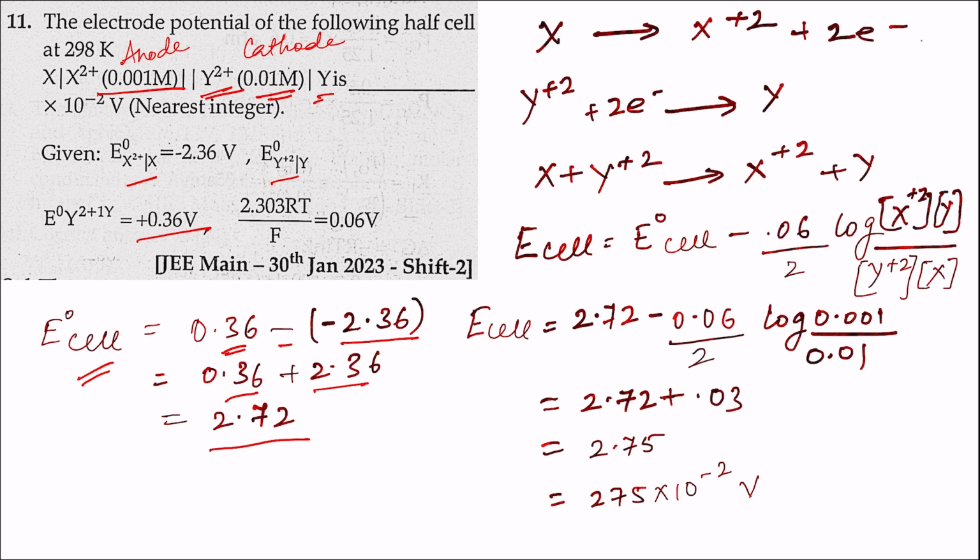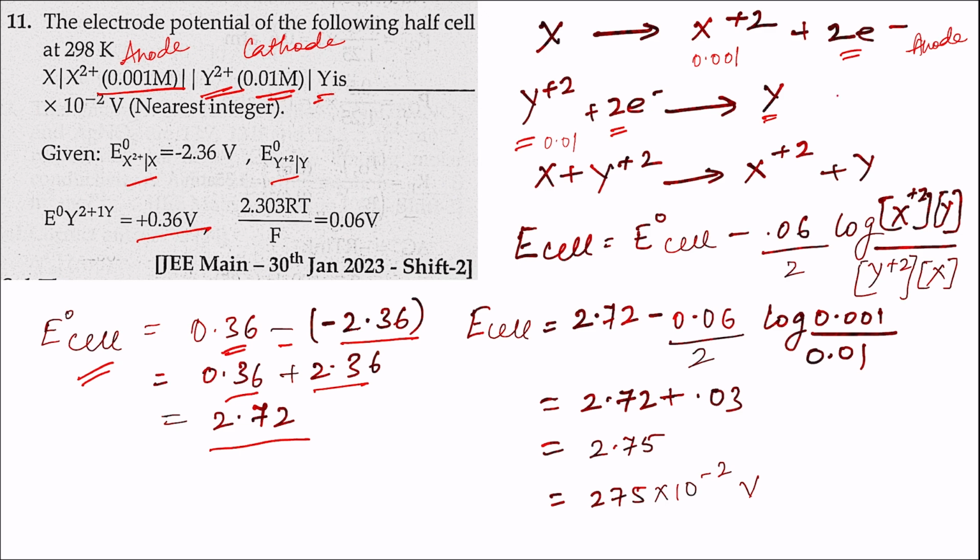The reaction at the anode is X changing into X plus 2 ion giving 2 electrons, and the concentration of the ion is 0.001 moles per liter. And at the cathode, Y plus 2 is accepting 2 electrons and changing into Y, and the concentration of the ion, that is Y plus 2 ion, is 0.01 mole per liter. Number of electrons lost is equal to number of electrons gained.